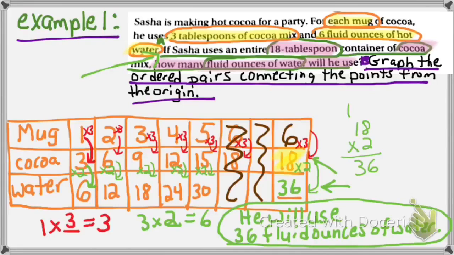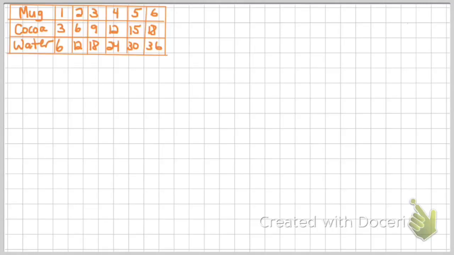But remember, there was a part B, that's why I made the whole big table. And part B says graph the ordered pairs connecting the points from the origin. So we'll need to move to some graph paper to do this next step. Okay, so I have my table in front of me with all of my information, and I know to make a graph I'm going to use a ruler for nice straight lines.